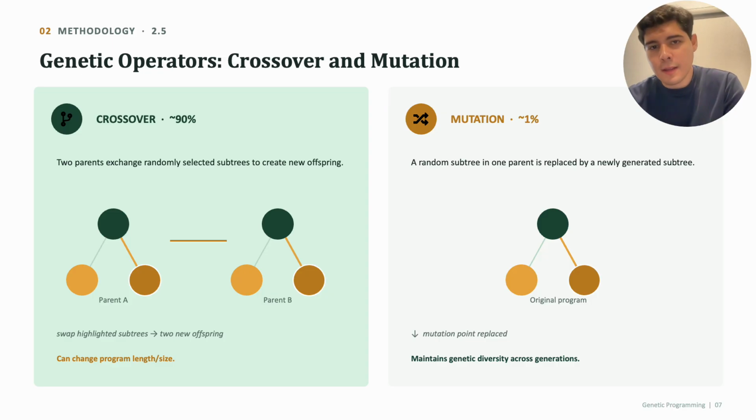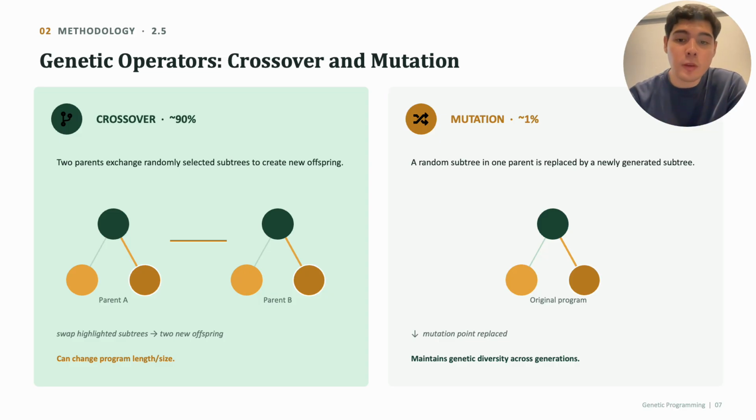Crossover is the dominant operator, used roughly 90% of the time. It takes two parent trees, picks a random subtree in each, and swaps them, producing two new offspring. Because subtrees can be different sizes, this is also where program size can start to grow or shrink.